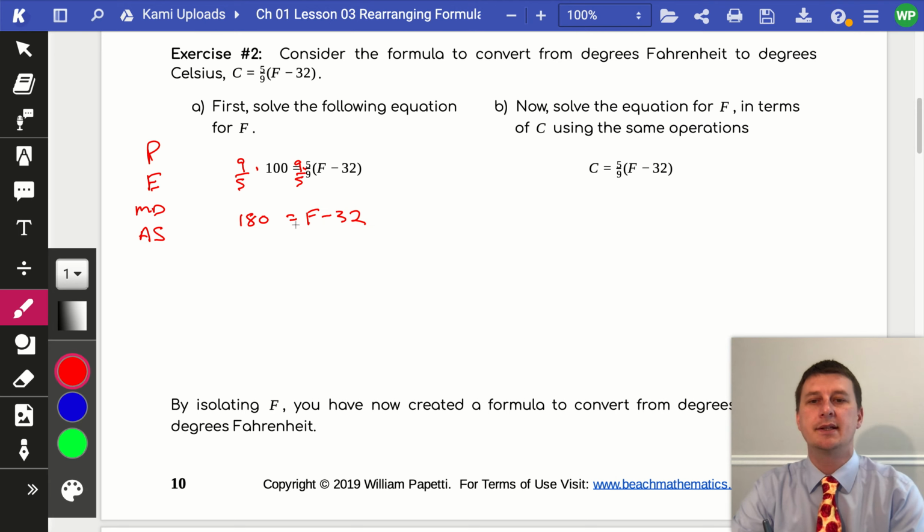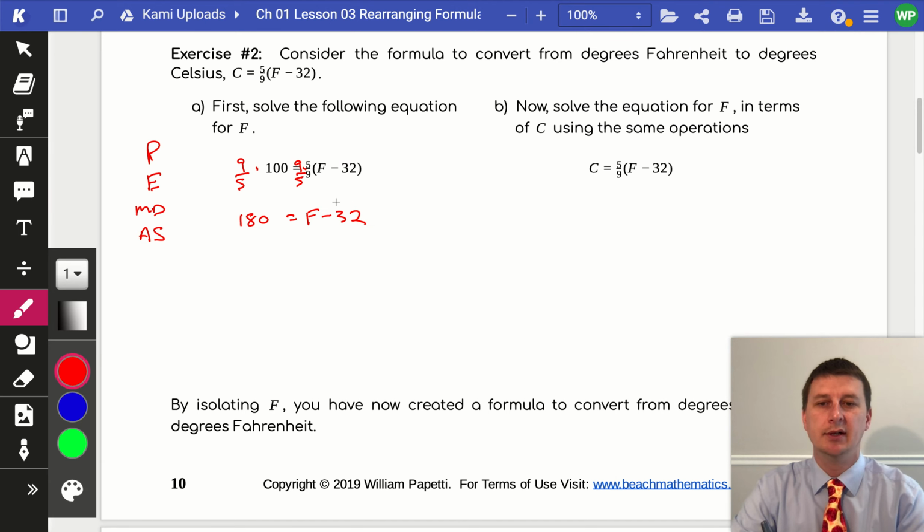And now finally, since all I have is F minus 32, my first step and my last step in isolating the variable, whatever was inside those parentheses, I'm going to take that minus 32 and add 32 to both sides. And 180 plus 32 is going to give me 212 is equal to F.